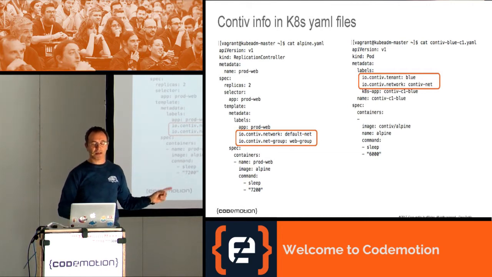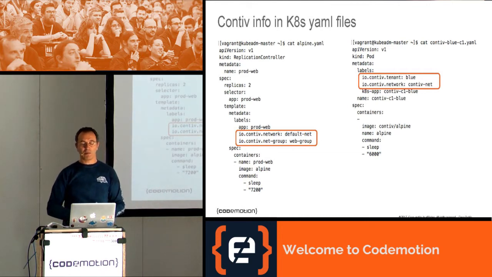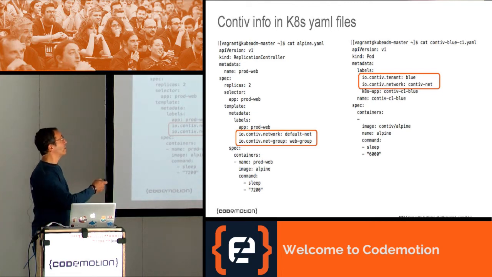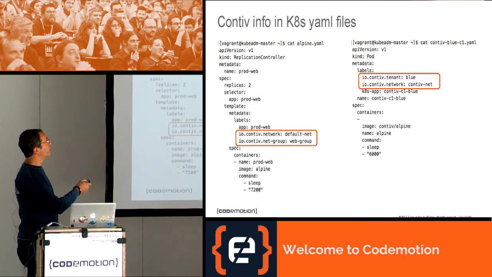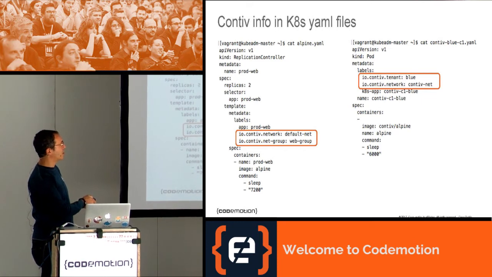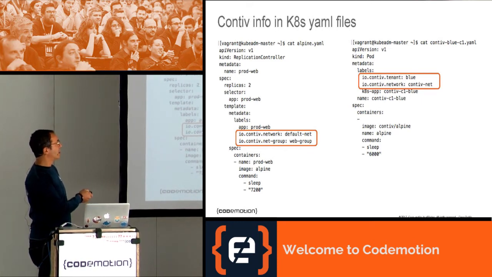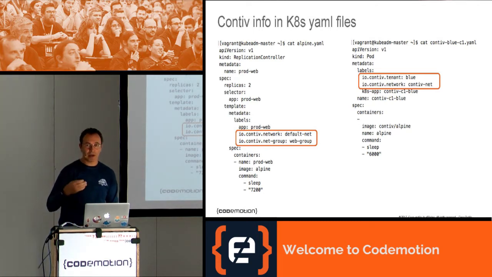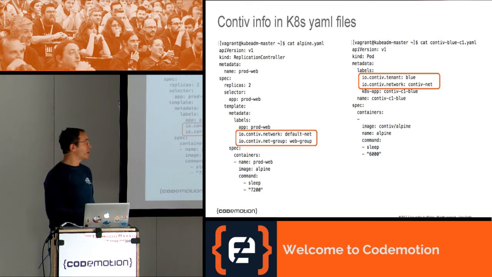Here you see examples of how the labels are applied to Kubernetes objects. On the left, I am creating a replication controller pointing to a specific image that is Alpine, a Linux distribution, and telling Kubernetes to place that on a specific network, which is default net, and within a group, which is web group. So this deployment and all the replicas that will be generated will inherit all the policies that I have attached to web group.